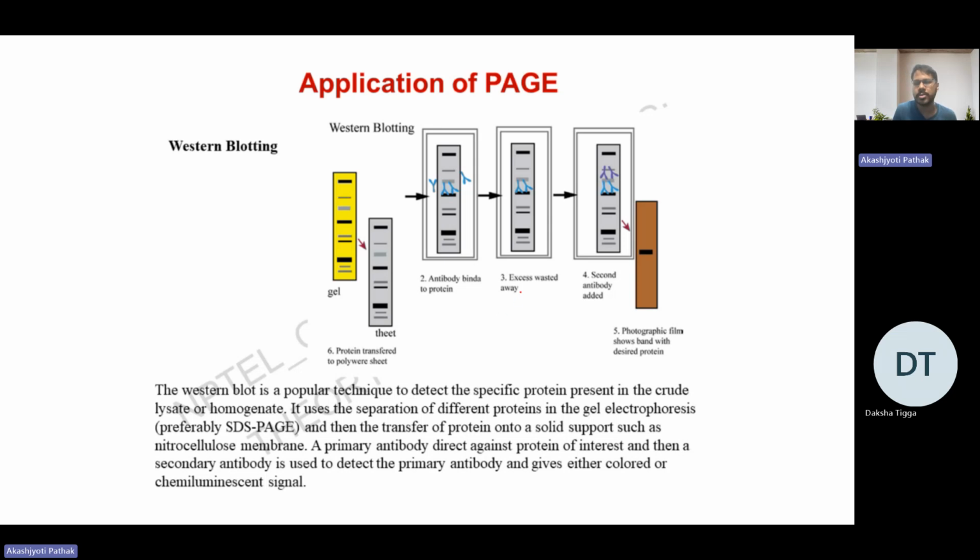That is what I was explaining. So why do you do a Western blot? If you want to understand the expression of a protein, for example, you have three different cells: a liver cell, a kidney cell, and an ovarian cell, and you want to study the expression of a protein in these three different cells.